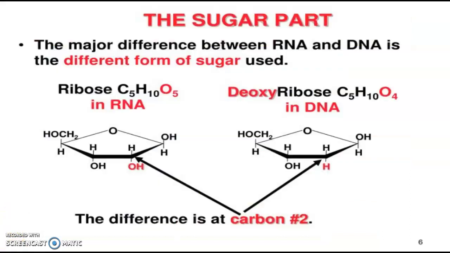The major difference between RNA and DNA is the sugar unit used. In RNA we use ribose sugar, that is C5H10O5, whereas in DNA we use deoxyribose, that is C5H10O4. So here we are using one oxygen atom less. This is the difference at the second position carbon: here an OH group is present and here only an H is present.